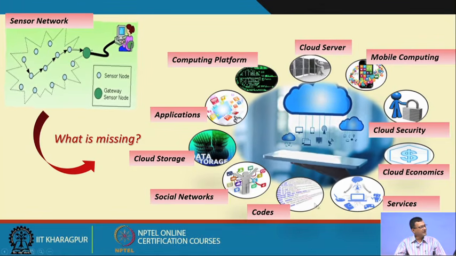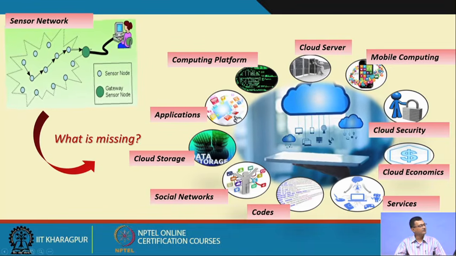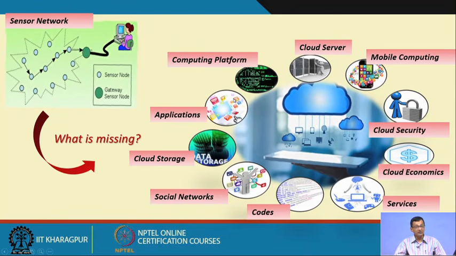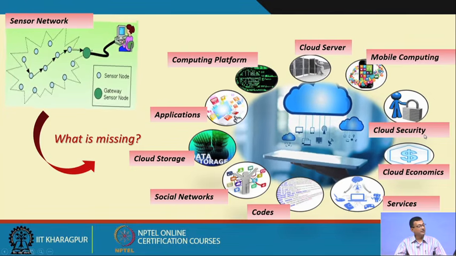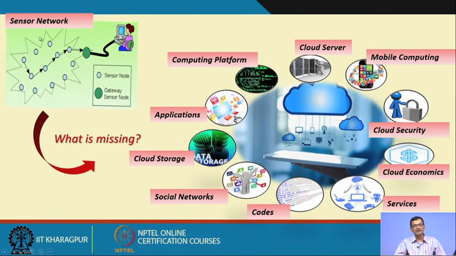On the other side, if you look at the cloud infrastructure, we have different sorts of things: cloud servers, cloud computing platforms, several cloud level applications, mobile computing, cloud security aspects, economics and so on and so forth, and different models and different levels of manifestation. So, there is a missing link which we want to connect, making the sensors overall a sensor cloud, or connecting with the rest of the things which the cloud supports. This is exactly what the sensor cloud infrastructure or sensor cloud network tries to address.